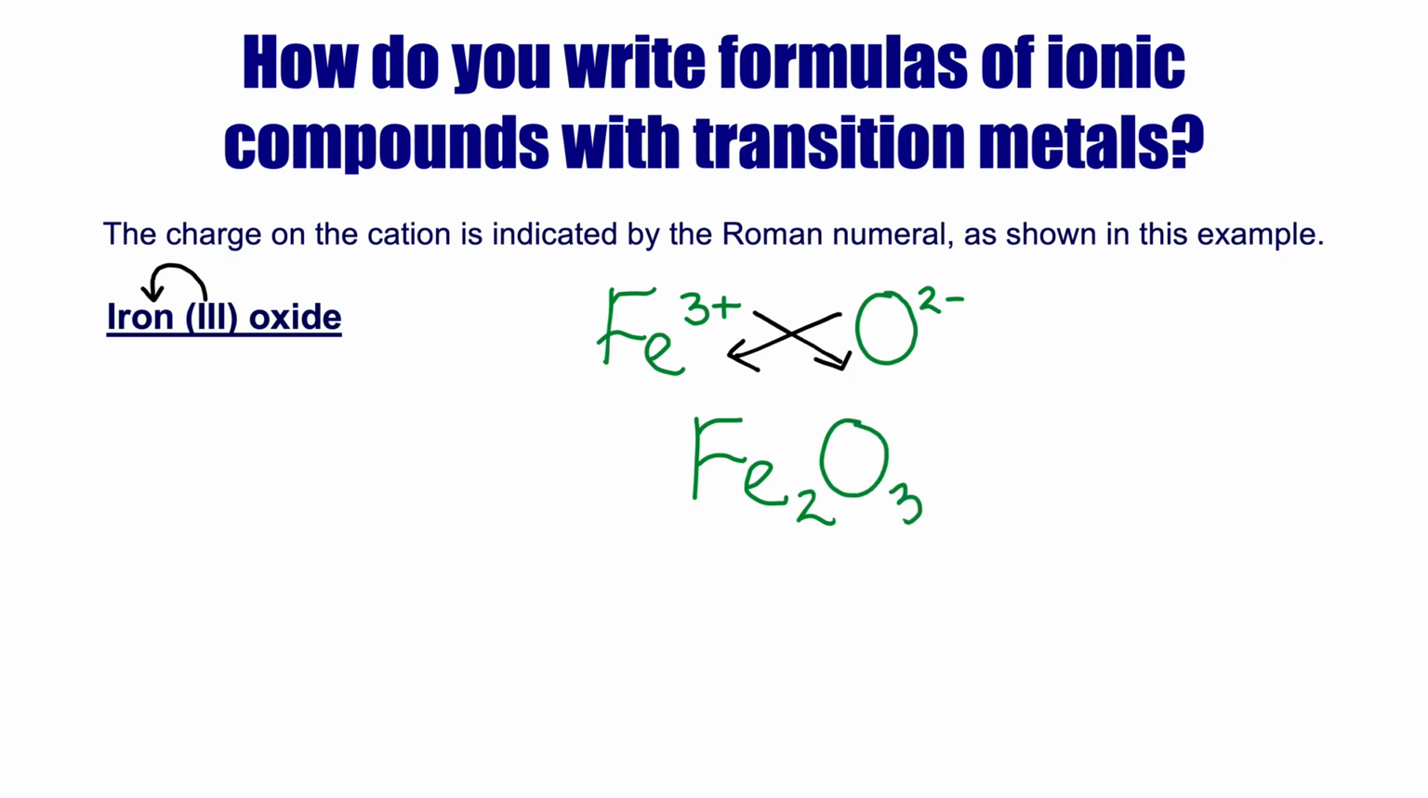You always still want to check to make sure if those subscripts can be reduced down. A 2 and a 3 cannot be reduced down, so that is going to be the correct formula. And based off of that formula unit, I can figure out that the ratio is going to be 2 iron ions that have a charge of positive 3 for every 3 oxides that have a charge of negative 2.